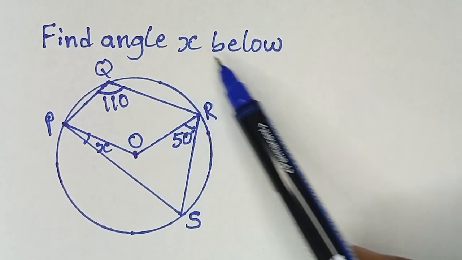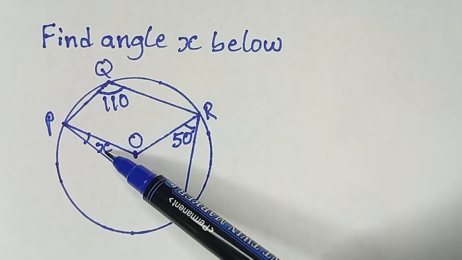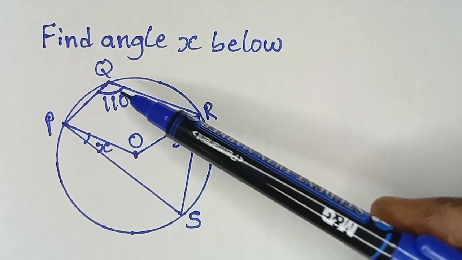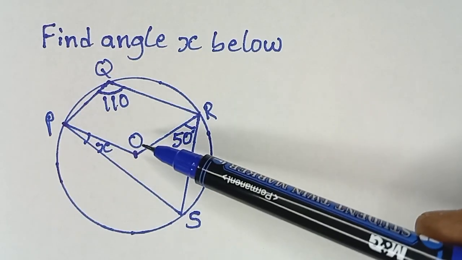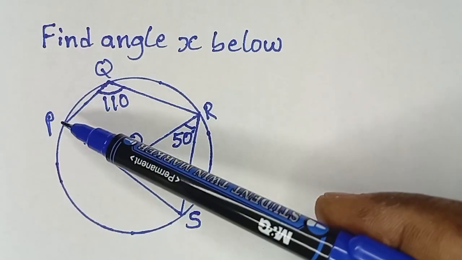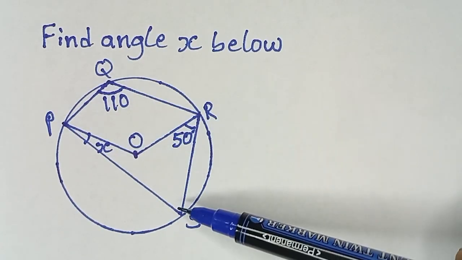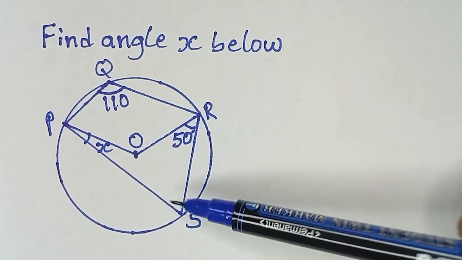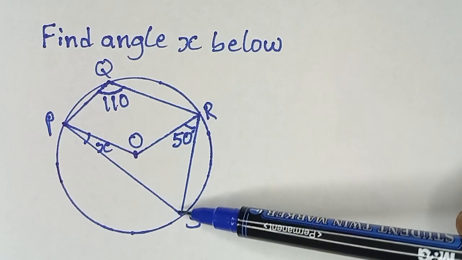Find angle X below. We are looking for this angle X here, and we have to go through some circle theorems in order to get the value of X. If you look at this quadrilateral PQRS, you are going to see that these two angles are opposite angles of the quadrilateral. And don't forget that this is a cyclic quadrilateral.